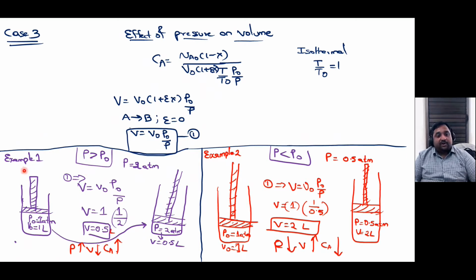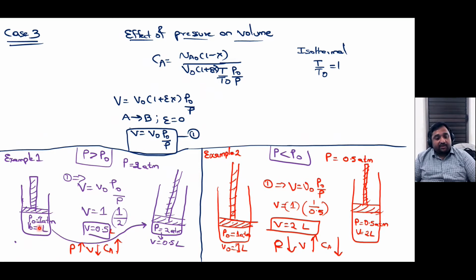Let us take example 1. What happens when my final pressure is greater than initial pressure? Let us consider I have some gas which is kept in the piston cylinder assembly, at an initial pressure of 1 atmosphere and initial volume of 1 liter. If I increase the pressure of my system to 2 atmosphere, what happens to my volume? Volume is equal to initial volume into initial pressure 1, by final pressure 2. That means my final volume is equal to 0.5 liter.